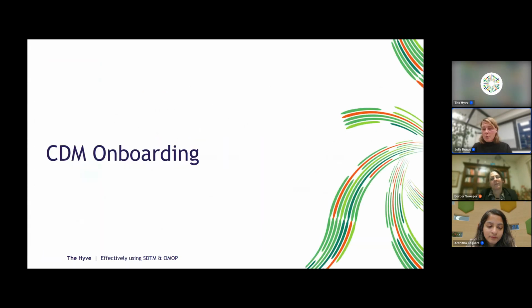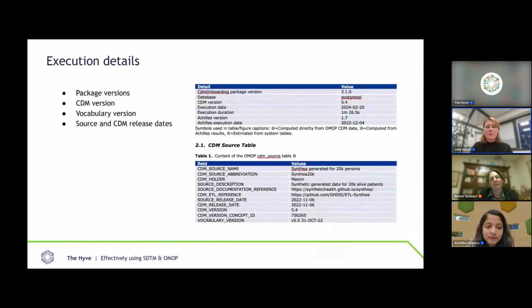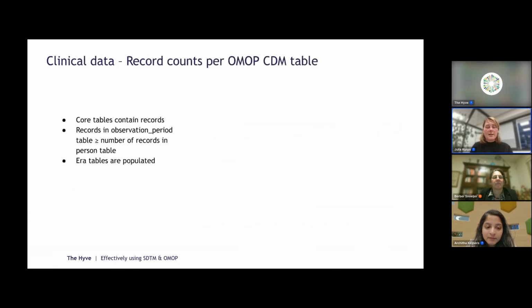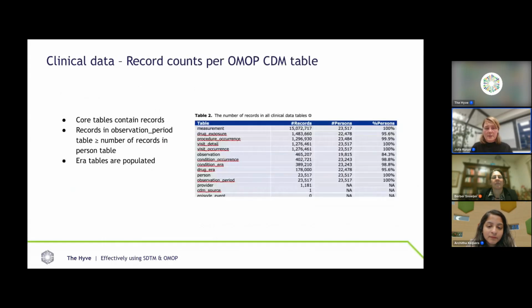And the other tool that's being used is the CDM onboarding. It's just a package that gives you a little bit of information about what's in your data. So for example, what are the package versions that are being used? What's the CDM version and the vocabulary versions? And then you can see whether the core tables are filled with the data you would expect. And also you see an overview of the records in the different tables that you would need. So that gives you a nice overview.